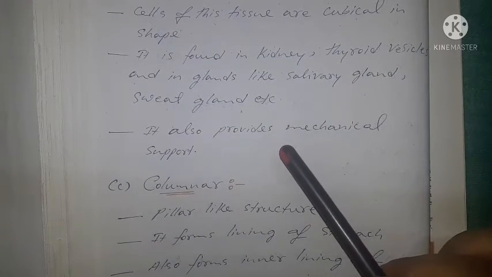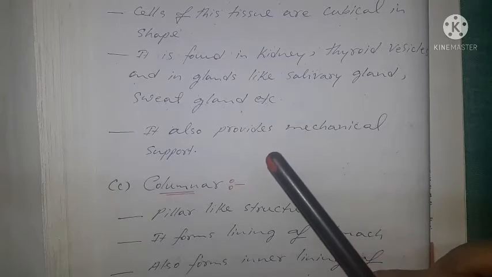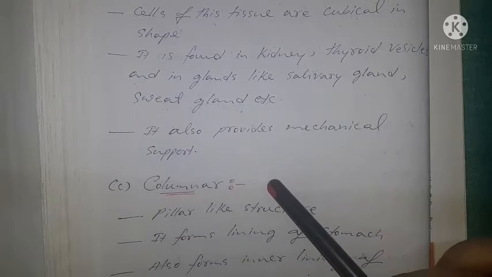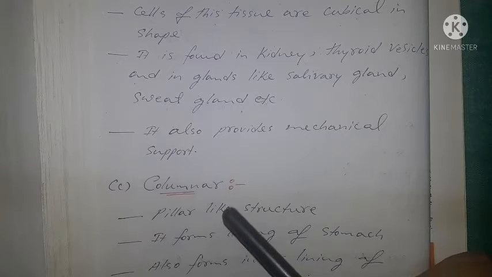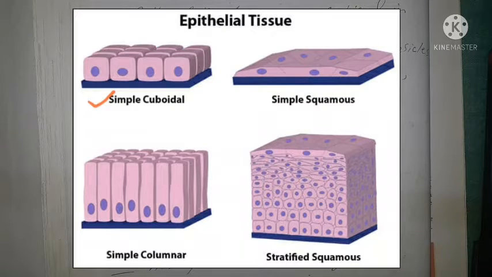So this cuboidal epithelial tissue also provides mechanical support, as you can see in the picture. This is the picture of a cuboidal tissue. The cells of these tissues are cubical in shape.